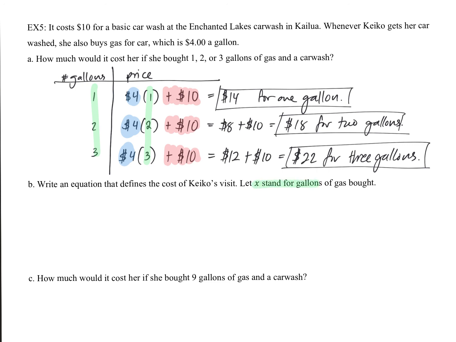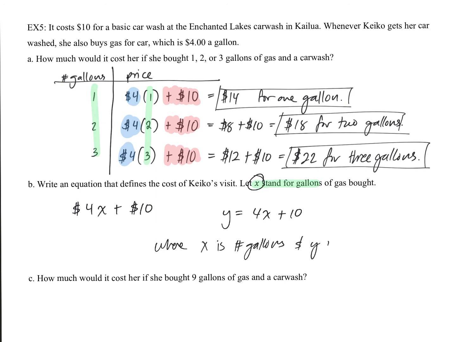So what we're told here is to let x stand for the number of gallons. So let's follow the pattern we had here. We'll do the $4, and then we'll times it by the number of gallons, which we're told is just x. And then we'll add the $10 to it. Okay, and then we'll just go ahead and create this into an equation. We'll say y equals 4x plus 10, where x is number of gallons and y is the cost. And there we have our equation.